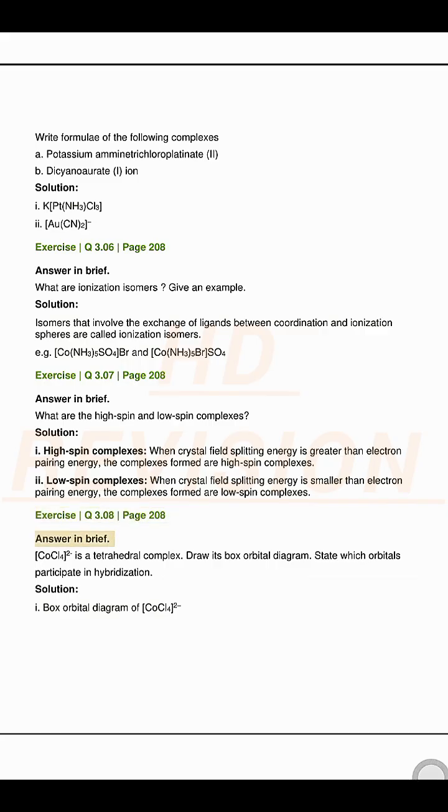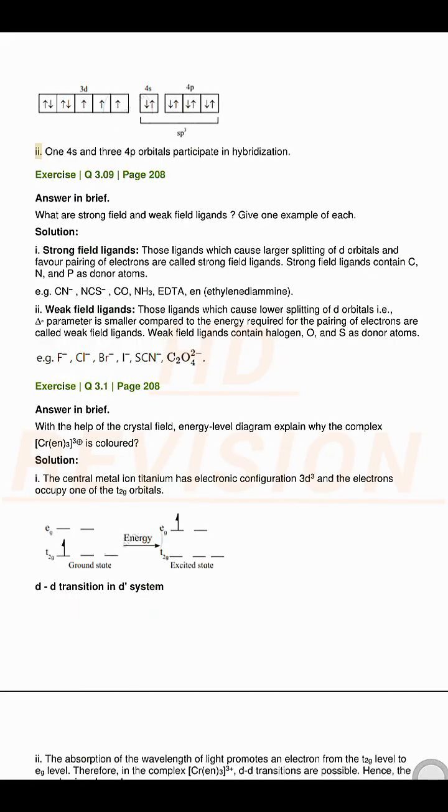Exercise Q3.08, page 208. Answer in brief. [CoCl4]2- is a tetrahedral complex. Draw its box orbital diagram. State which orbitals participate in hybridization. Solution. I. Box orbital diagram of [CoCl4]2-. II. One 4s and three 4p orbitals participate in hybridization.